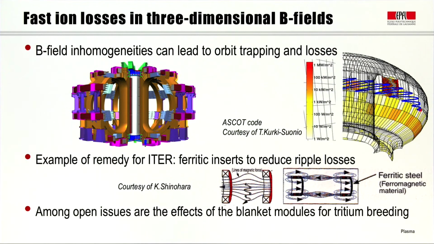This is something that can be calculated fairly accurately. An example of a remedy for a particular scenario in ITER is illustrated here. One can actually insert ferritic material, so high mu material, to smooth out these variations and reduce the losses significantly. This kind of solution is already foreseen for ITER and even considered for the steps after ITER, but there are still a few open issues that one needs to address. And one of them is the effect of the blanket modules, which contain ferromagnetic material, therefore possible perturbation to the field structure. Blanket modules are, of course, necessary for tritium breeding.